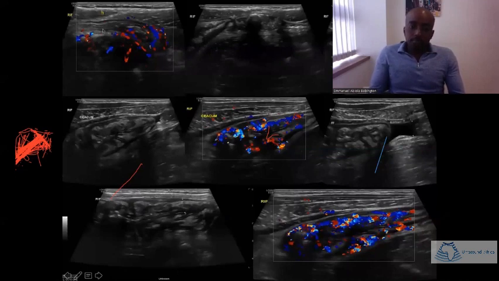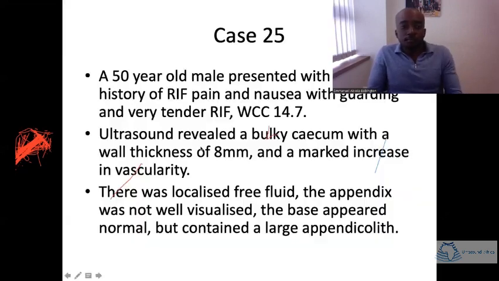The terminal ileum was reviewed. I didn't really think it was hypervascular; I think it was mostly Doppler artifact. Then we reviewed the bulky cecum with a wall thickness of 8 millimeters and marked increased vascularity. There was localized free fluid, and the appendix was not well visualized at ultrasound.